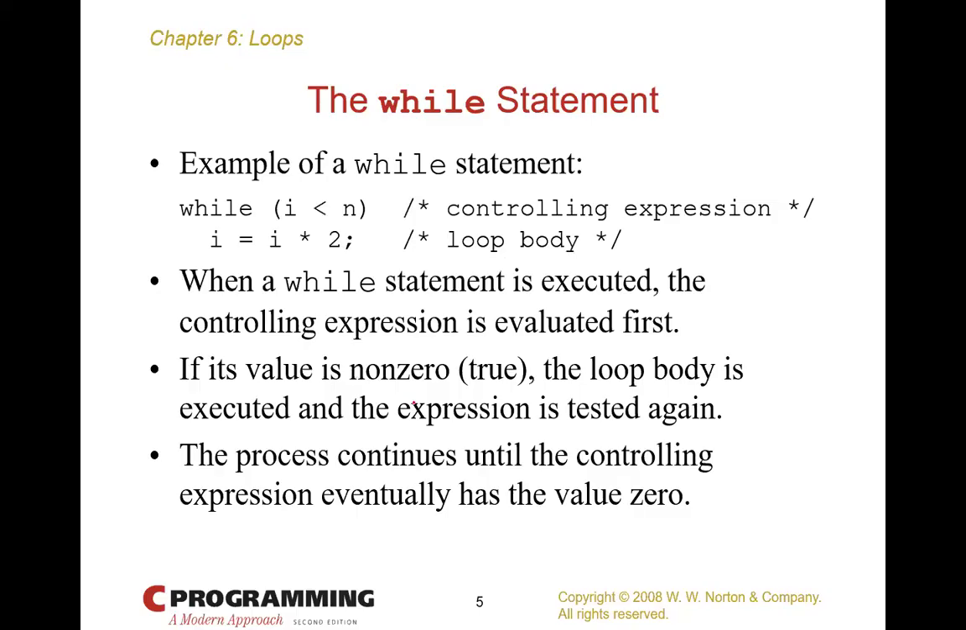So here is an example. While i is less than n, multiply i by 2. So what are we doing? We are checking whether the value of i is less than n, and we are multiplying i by 2.